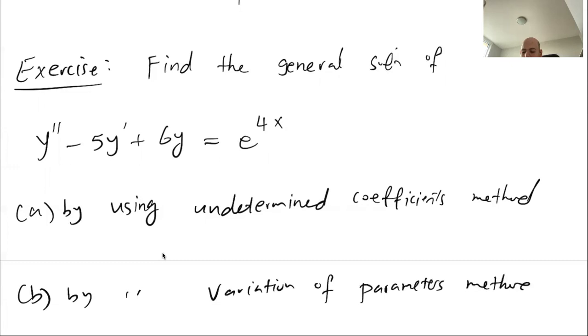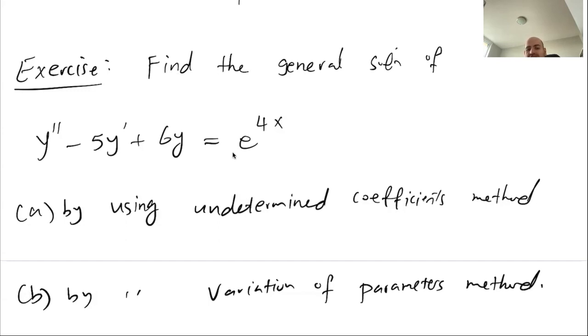So see, this equation is a little bit different because the function on the right-hand side is e to power 4x, which appears in our table using the undetermined coefficient method. So that means for this exercise, we have two options. In the previous exercise, we had only one option, which was using the variation of parameters method, because the function on the right-hand side was not in our table. But this function, on the right-hand side, is in the form e to power beta x, which appears in our table using the undetermined coefficient method.